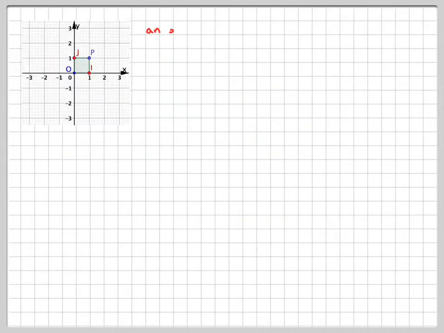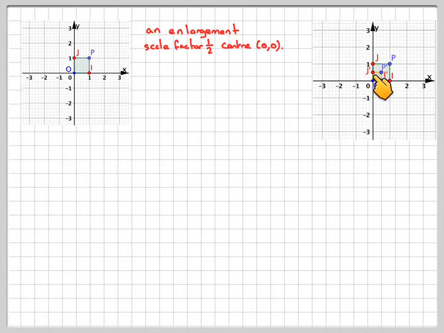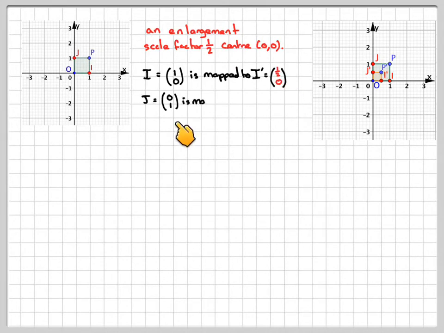we're going to have 2, 0, 0, 2, and that represents an enlargement scale factor 2, center (0, 0). So what happens if we have a scale factor of a half? Well, we know that the shape gets smaller. So what happens to i? i is going to go from (1, 0) to (a half, 0), and j is going to go from (0, 1) to (0, a half). So (1, 0) maps to i dash, which is (a half, 0), and j (0, 1) maps to j dash, which is (0, a half). Put those together, we're going to have a half, 0, 0, a half.